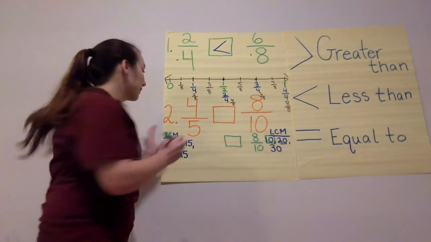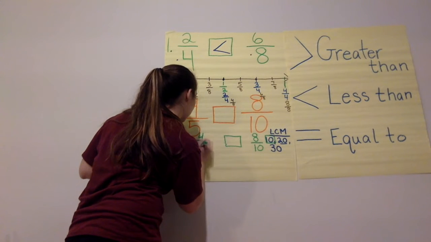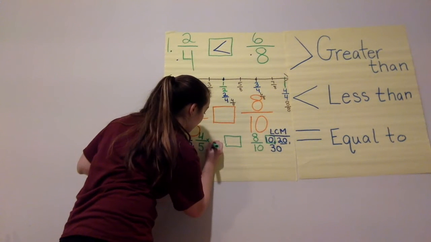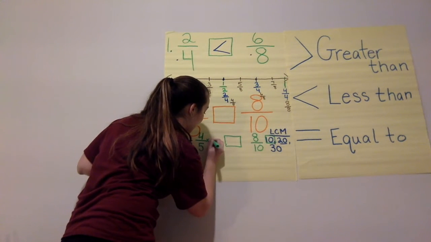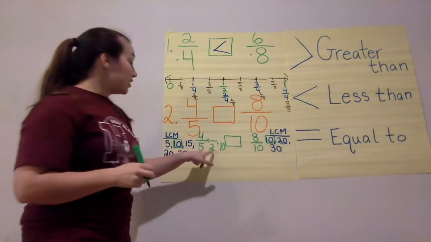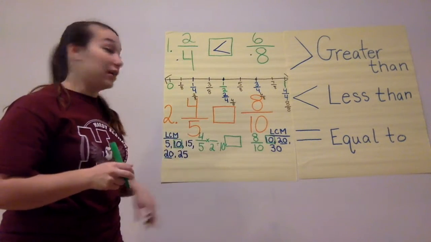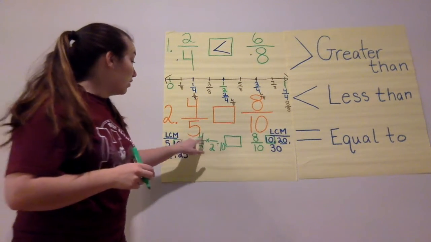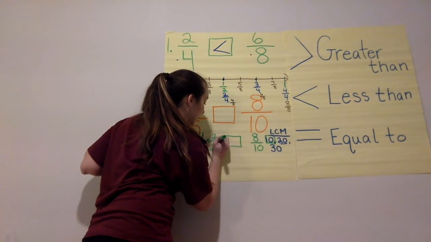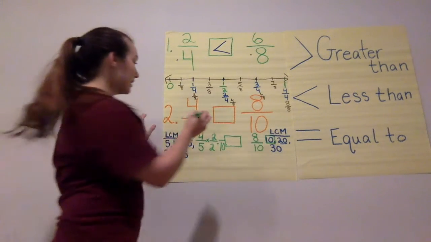I heard it too. Very nice. So I'm going to do 4 fifths. I'm going to multiply 5 times 2. That's going to give me 10. And whatever I do to the denominator, I have to do to the numerator. So 5 times 2 is 10, which means I'm going to do 4 times 2. And 4 times 2 is 8. Very good.